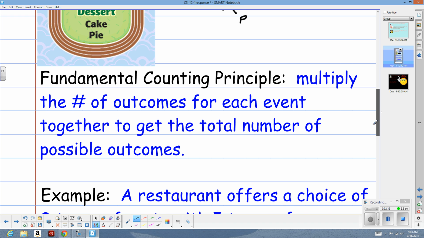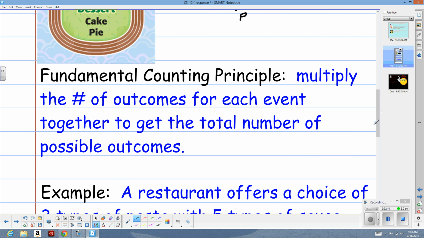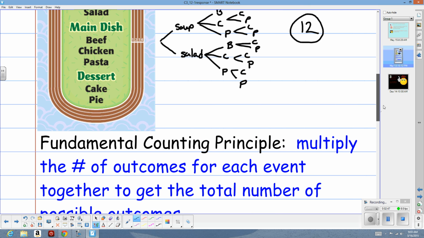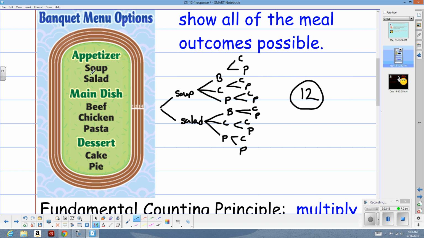The fundamental counting principle is a quicker way to get to that same answer. You multiply the number of outcomes for each event together to get the total number of possible outcomes. If we go back to this, for example, we have 2 choices for appetizer, 3 for the main dish, and 2 for desserts. If you multiply all of those together, 2 times 3 is 6, times 2 is 12. It's just a quicker way to get to the same result.